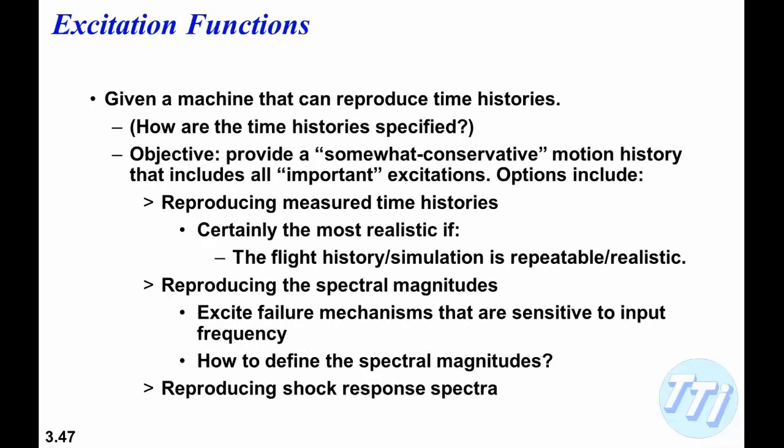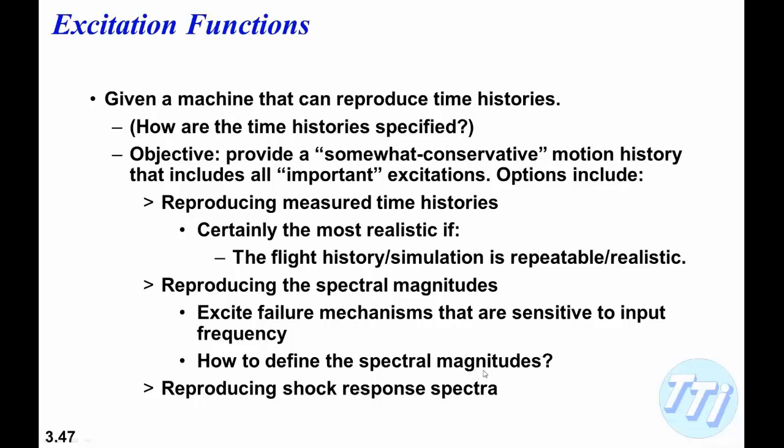So, given that we have a machine that can reproduce the time histories, how are the time histories specified? The objective is to provide a conservative motion history that includes all of the important excitations. Options include reproducing the measured time histories, and that's the most realistic if the flight history simulation is repeatable and realistic. The other possibility that we talked about in the earlier slide is reproducing the spectral magnitudes, to excite failure mechanisms that are sensitive to input frequency.